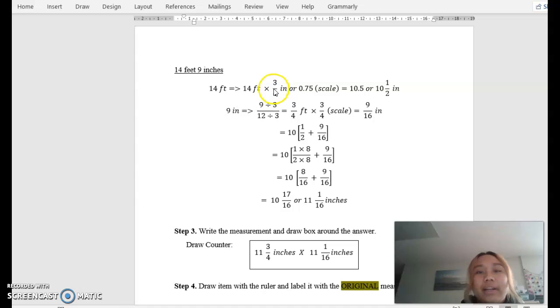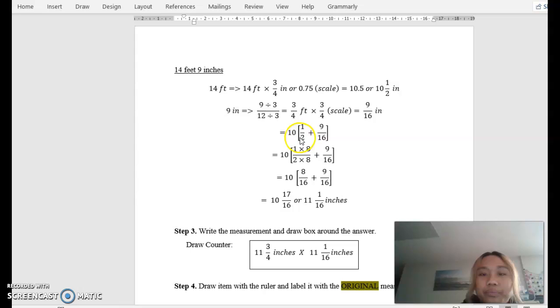14 feet multiplied by our scale gives us 10.5, or if we convert it into a fraction, 10 1/2 inches. So 9 inches is equal to 9. I just copied this one as well from the first step. Then 3/4 multiplied by 3/4, which is our scale, gives us 9/16. We don't have to find the x since 9/16 falls under our scale, and we can draw it with our ruler. For the final answer, we just need to add them together.